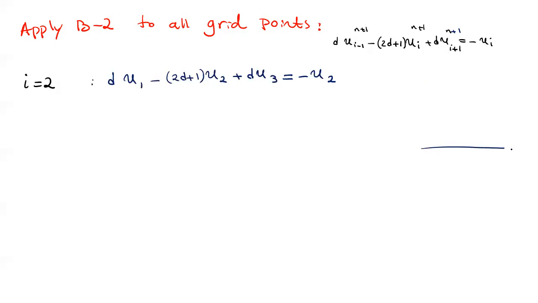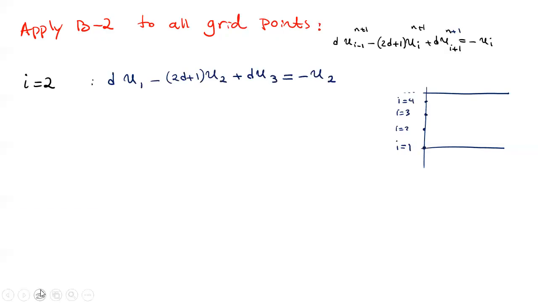And so this is my bottom plate, this is my top plate. Let's assume this is I equal 1, and then this is I equal 2, this is I equal 3, which previously we showed with J. They're the same really, and this is the maximum I. Now let's do it for the next, I equal 3, and I will have D U2 minus (2D plus 1) U3 plus D U4 equal to minus U3.